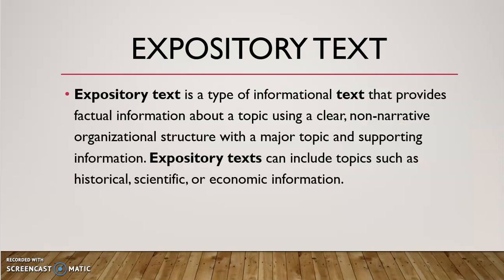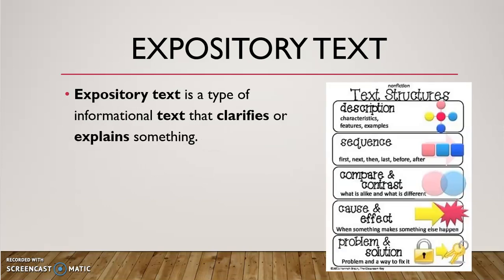Expository text. Expository text is a type of informational text that provides factual information about a topic using a clear, non-narrative organizational structure with a major topic and supporting information. Expository texts can include topics such as historical, scientific, or economic information. Expository text is a type of informational text that clarifies or explains something.